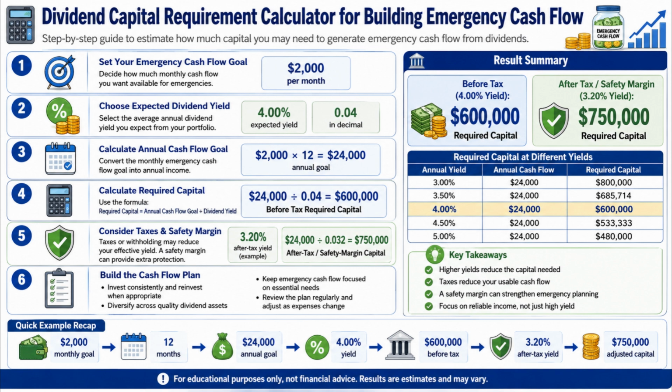Overall, this calculator shows that your required capital depends on three main things: your monthly cash flow goal, your expected dividend yield, and the effect of taxes or safety adjustments. It also highlights that higher yields reduce the capital needed, taxes reduce your usable cash flow, and adding a safety margin can strengthen your emergency planning.